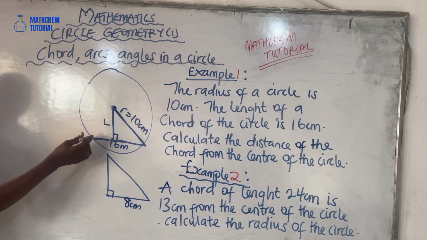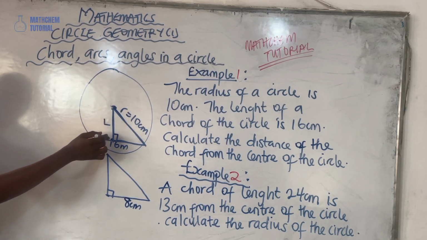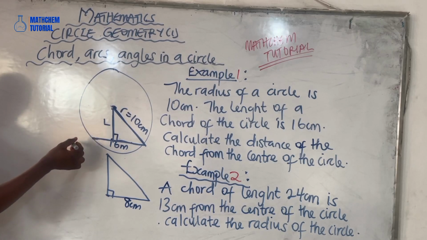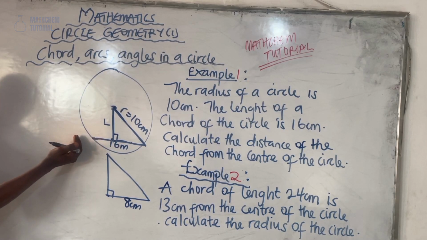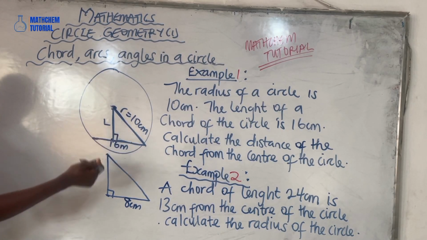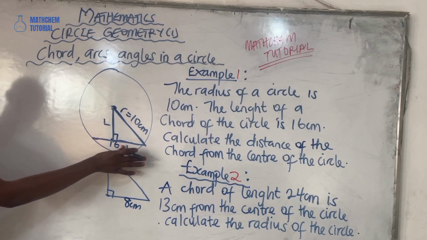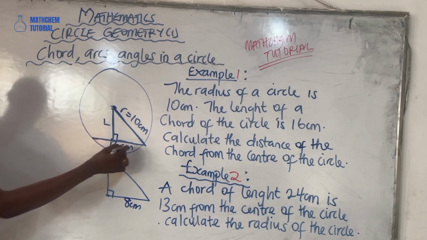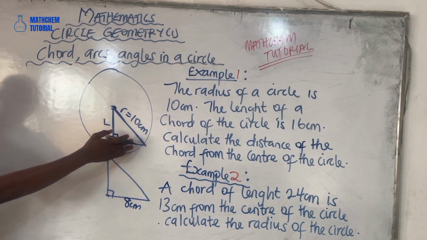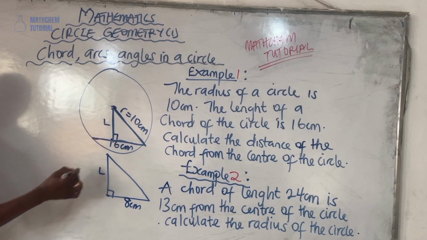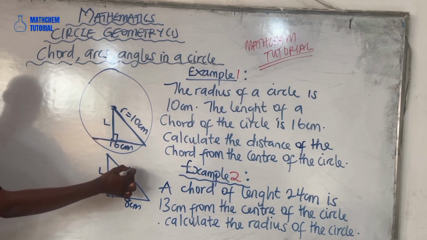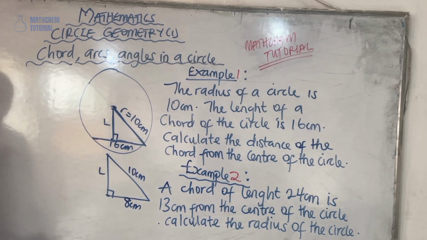Again, this line cuts this chord into two equal parts. By saying this part is 8 centimeter, this other part is also 8 centimeter. I'm looking for this particular piece. Then my radius here is 10 centimeter. So now this looks like a what? This looks like a right angle triangle.